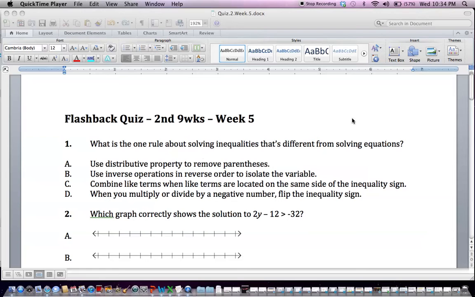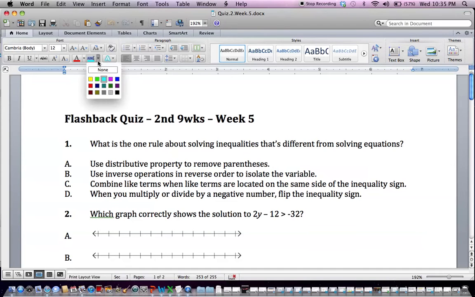Okay, number 1. What is the one rule about solving inequalities that's different from solving equations? Remember that one rule. Remember the Macarena, the inequality Macarena that we learned? What is that rule?